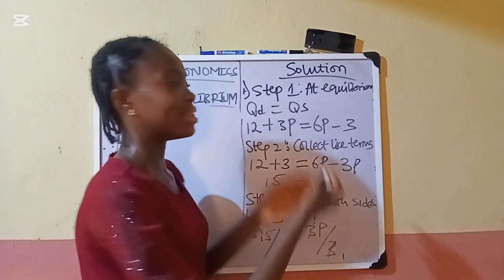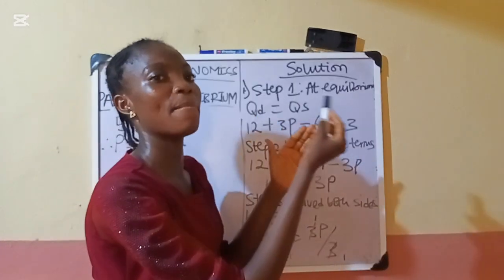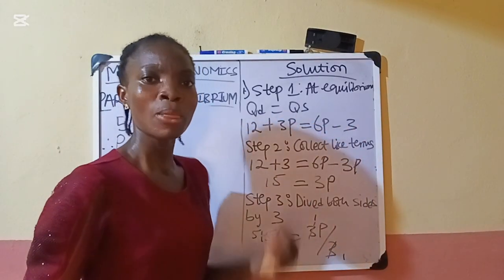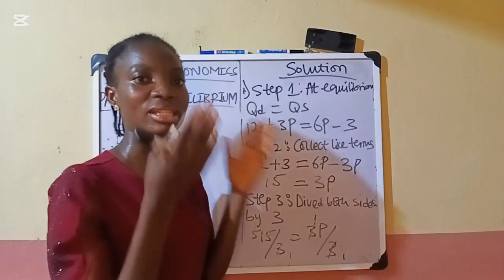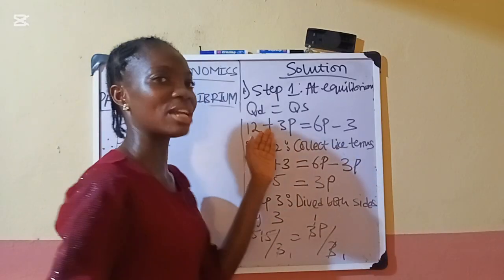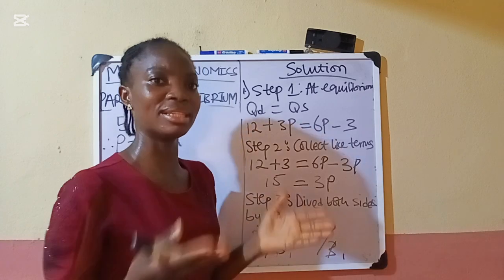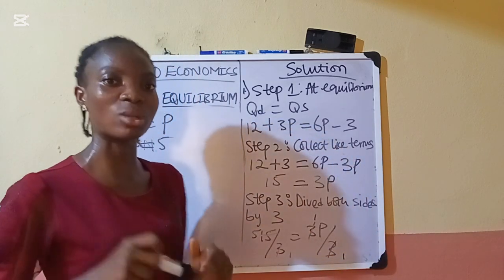The reason why the answer you get when you work with the demand equation will be the same as the answer you get when you work with the supply equation is because at equilibrium, the quantity supply is the same as the quantity demanded. So whether you decide to solve with this equation or with this equation, your answer will be the same. Let's solve first using the demand equation so that you will get what I mean.